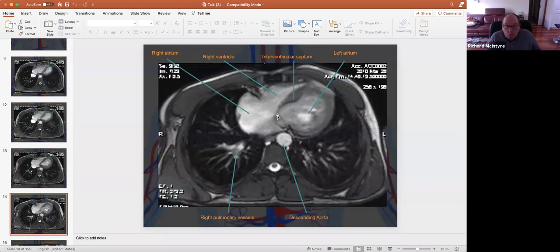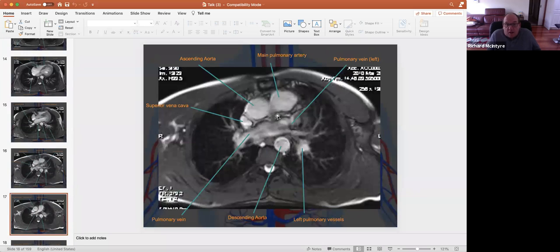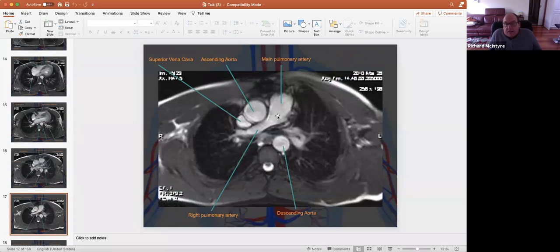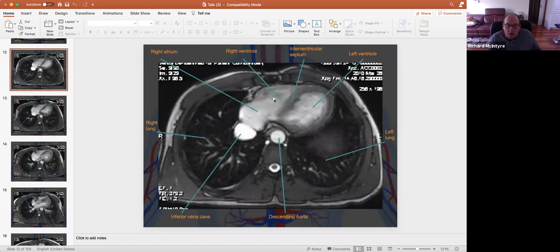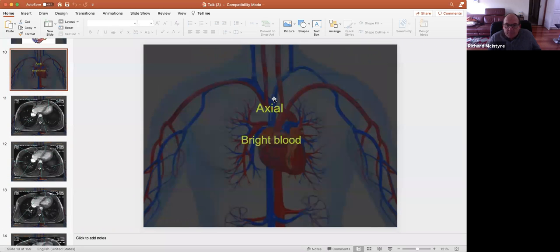Then you'll get to a point where you identify things. So when you look at an image in clinic like that, you're able to say, that's the right pulmonary artery, I identify that structure. I don't necessarily need to travel from slide to slide. That's what you're aiming to get. So we go down to the diaphragm.